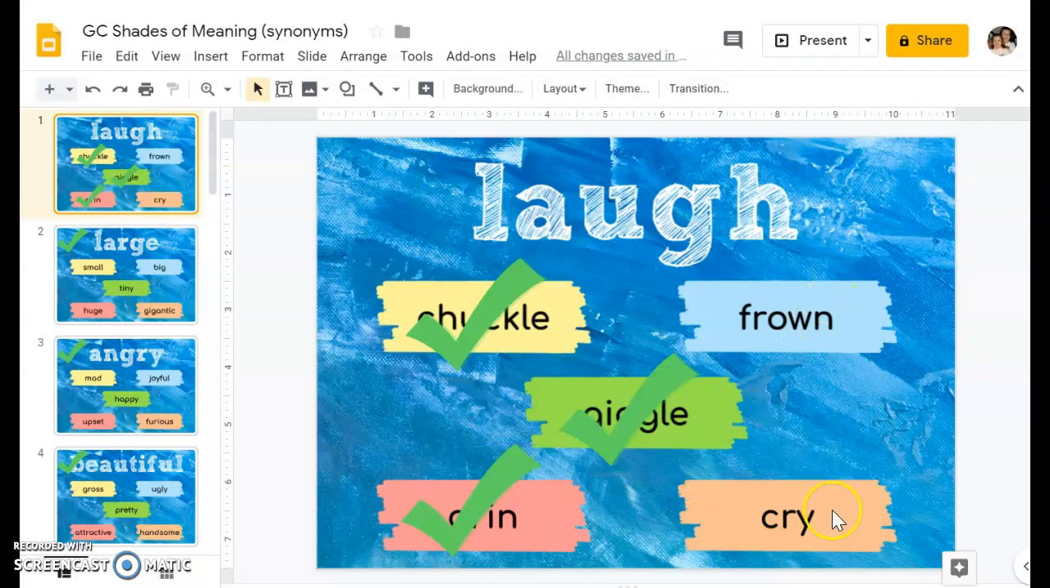Now the other 2, if I look at them, those are called antonyms. They mean the opposite of laugh. Frowning and crying are the opposite of laughing. So your 2 that are left over are antonyms.